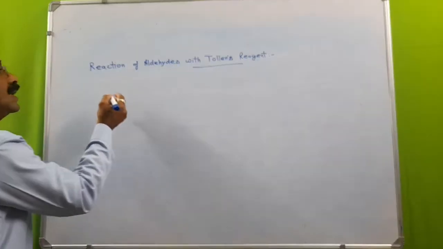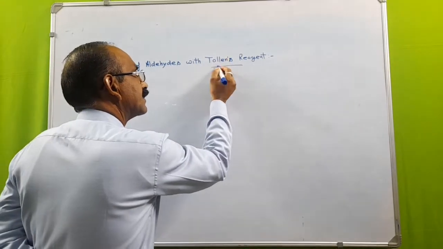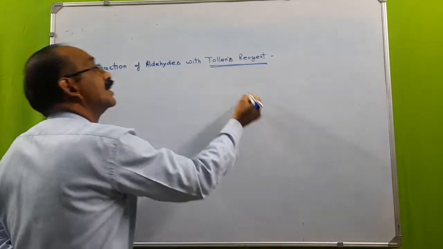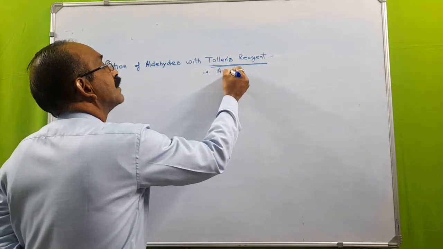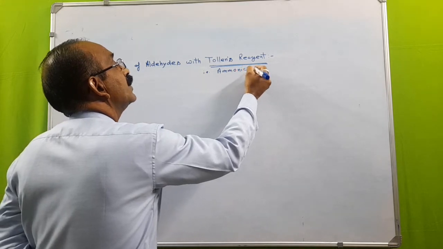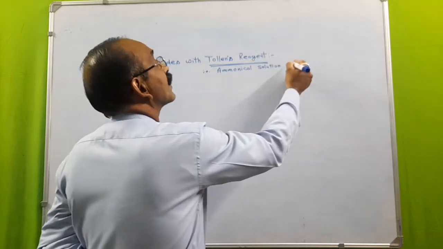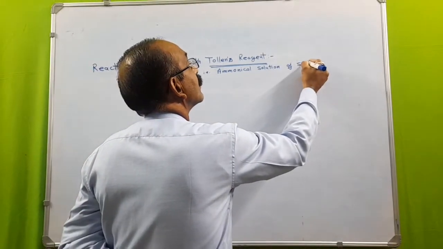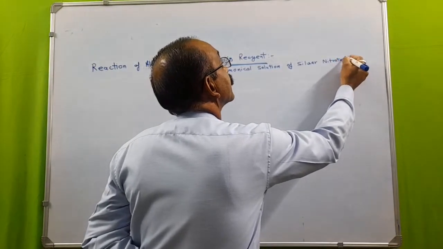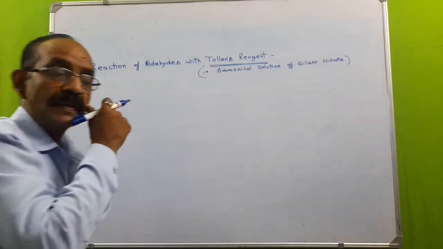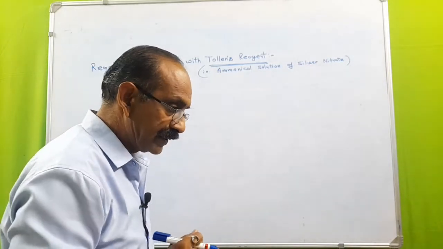See, firstly we will discuss what is the Tollen's reagent. Tollen's reagent is the ammoniacal solution of silver nitrate. It is the ammoniacal solution of silver nitrate. See how it is prepared.